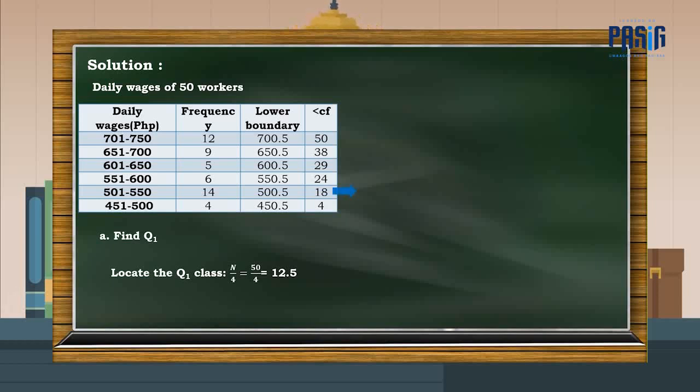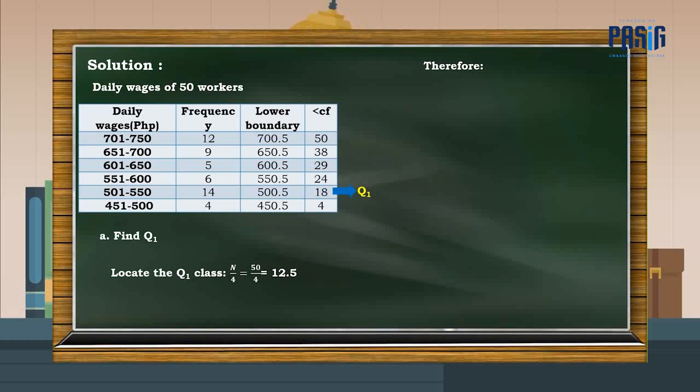Let us now solve for the Q sub 1, or the first quartile. Let us first locate the Q sub 1 class. That is n over 4, where n is equal to 50. So 50 divided by 4 is equal to 12.5. Choose the class interval where 12.5 is contained by looking at the less than cumulative frequency. Since the 5th to 18th score belong to the class interval 501 to 550, then the 12.5 score is also within the class interval.